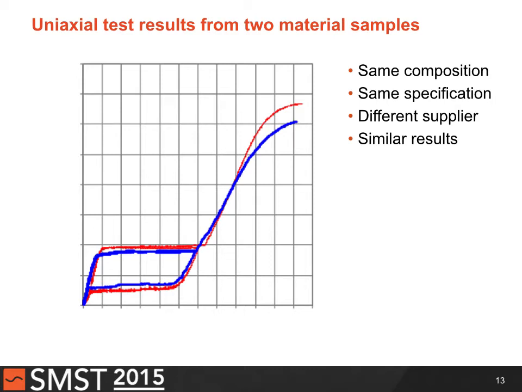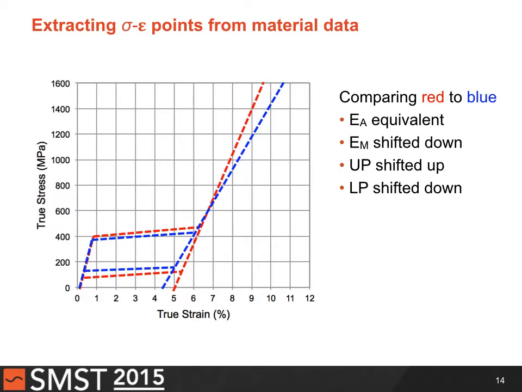Two test samples, the red pill and the blue pill here. Same composition, same spec that they meet. They happen to come from different suppliers. They look pretty much the same. If you were to do a calibration and I were to show you this, you'd say, yeah, they look pretty much the same, not very different. The elastic modulus is equivalent. The plateaus are shifted a little bit. One is up, one is down. There's this martensite modulus shift a little bit there.